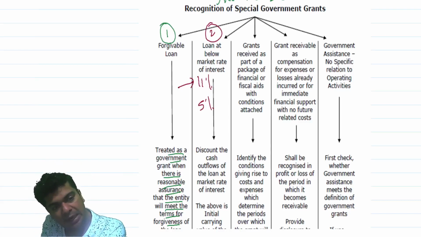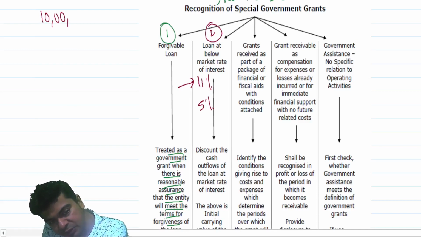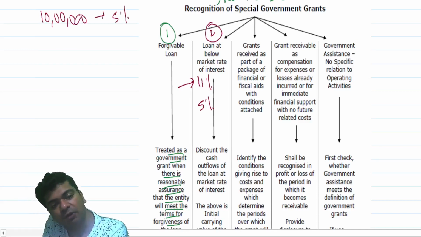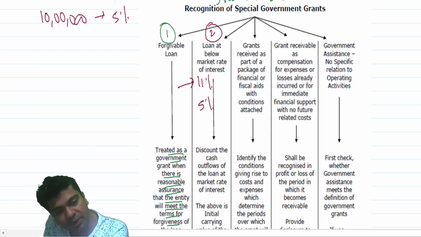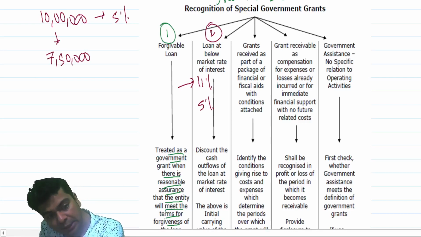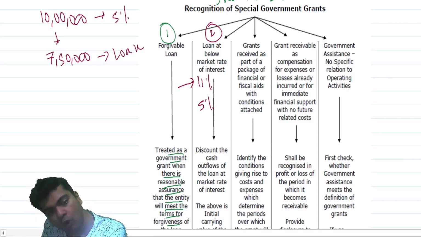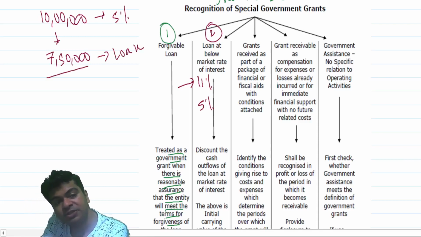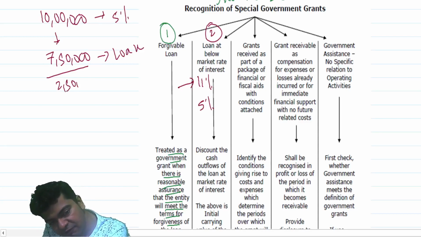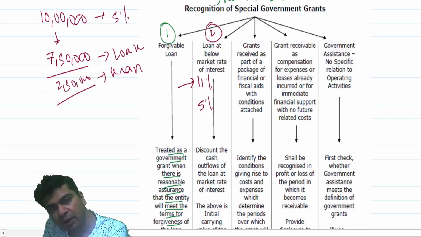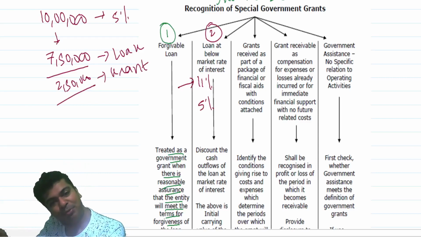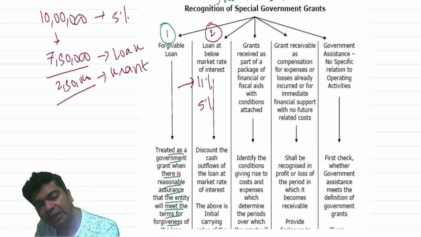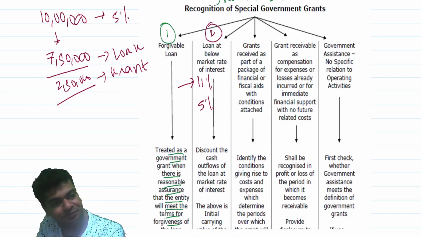You get my point? Let us say the government is giving you 10 lakhs of rupees at a concessional rate of 5%. I am carrying out the discounting at the market rate of interest and I work out the present value. For simplicity, let's assume that the present value is 7 lakh 50. 7 lakh 50 will be treated as a loan, but the total cash that you received was 10 lakhs. The extra 2 lakh 50 that you have received is the government grant. And how to recognize the government grant? On a systematic basis over a period of time. That accounting treatment will remain the same.